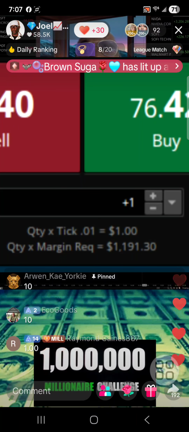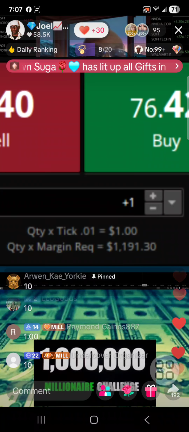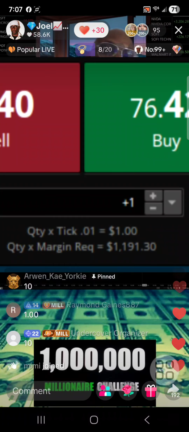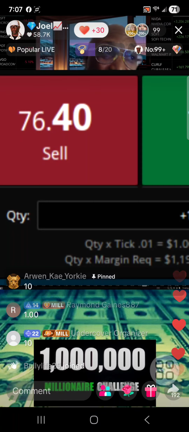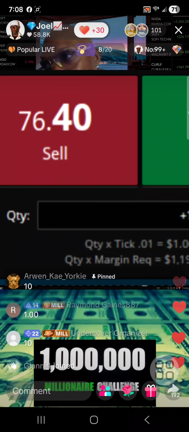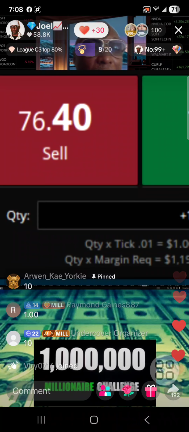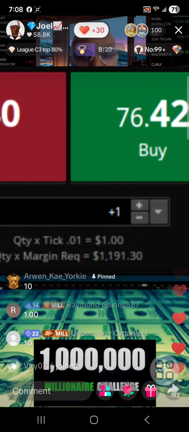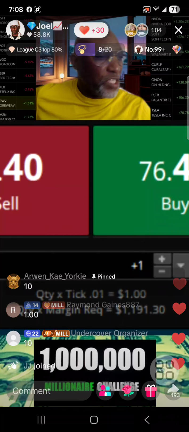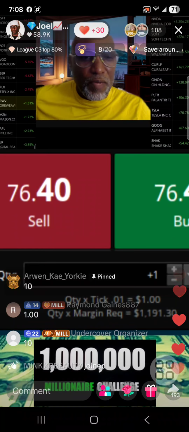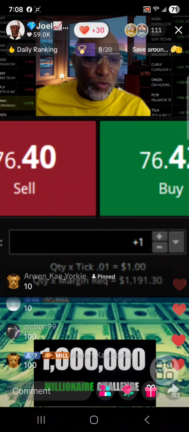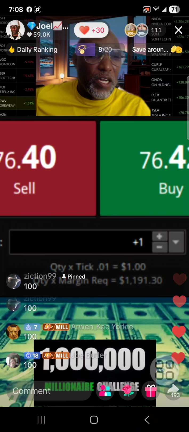I keep everything simple. That means every dollar move, that means if this goes from 76 to 77, 77 to 78, 78 to 79, how much do I make per dollar move? You're going to make $100.